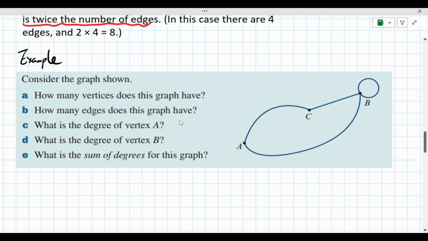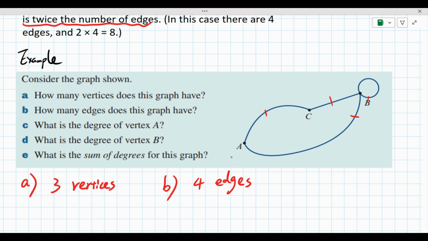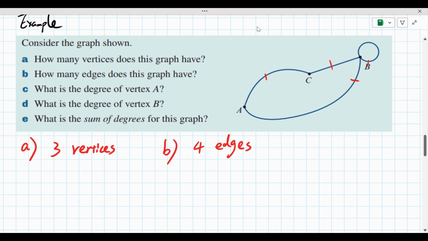All right, let's try an example together. First question: how many vertices are in this graph? Clearly, we have 3. And how many edges does the graph have? Let's have a look: 1, 2, 3, 4. So there are 4 edges. Remember, a loop counts as 1 edge, but in degree it counts as 2. Question C: what's the degree of vertex A? The degree of vertex A is 2.